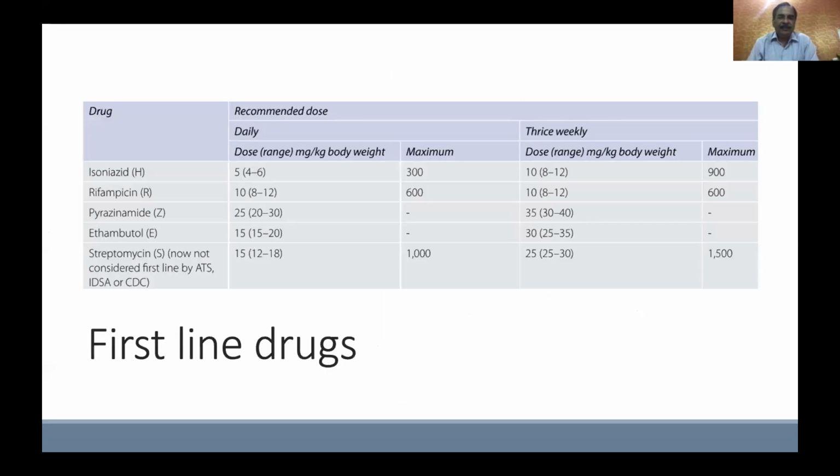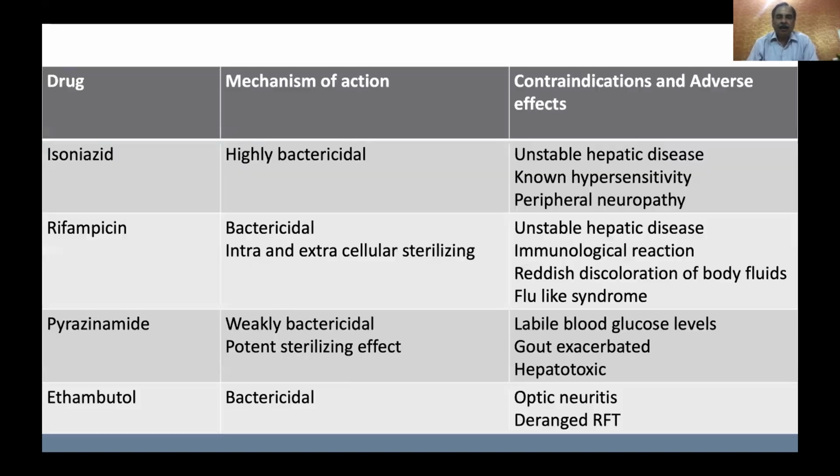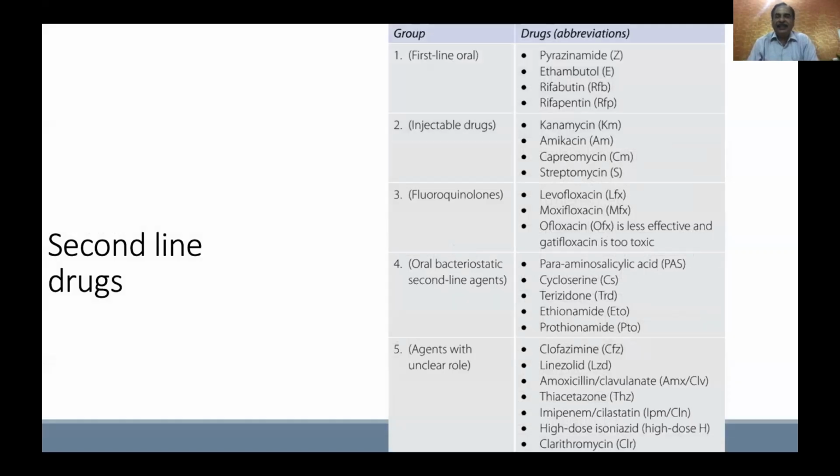So these are the first line drugs and their daily dosages. All of you must know that. Remember, not only that, but also the mechanism of action and the contraindications, which is very important. You can be asked in the exam, and it's really a crime not to know your antitubercular drugs very well. And then there are second line drugs which are used for MDR TB, which can be some of the first line oral drugs. It can be injectable, it can be fluoroquinolones, it can be oral bacteriostatic drugs, which are second line agents, and agents with unclear role, and you must be conversant with these as well.